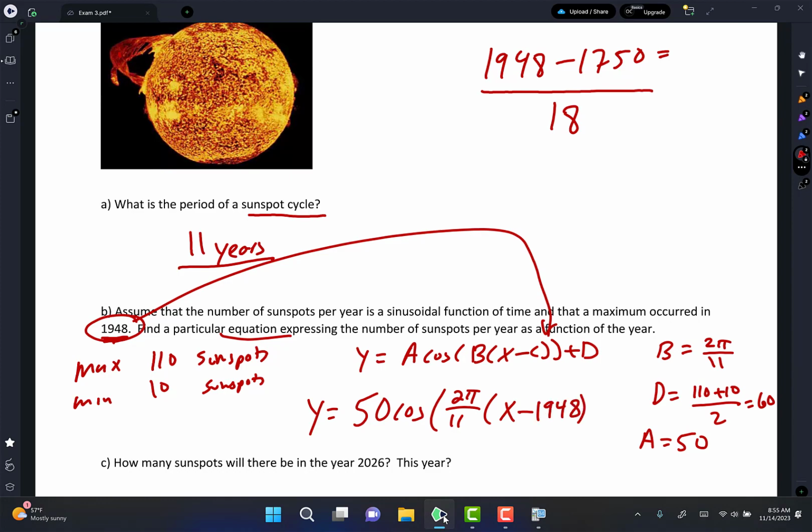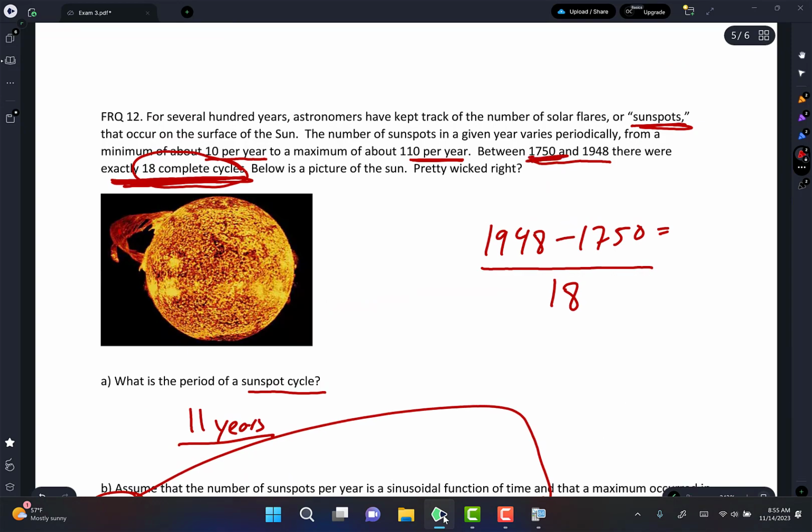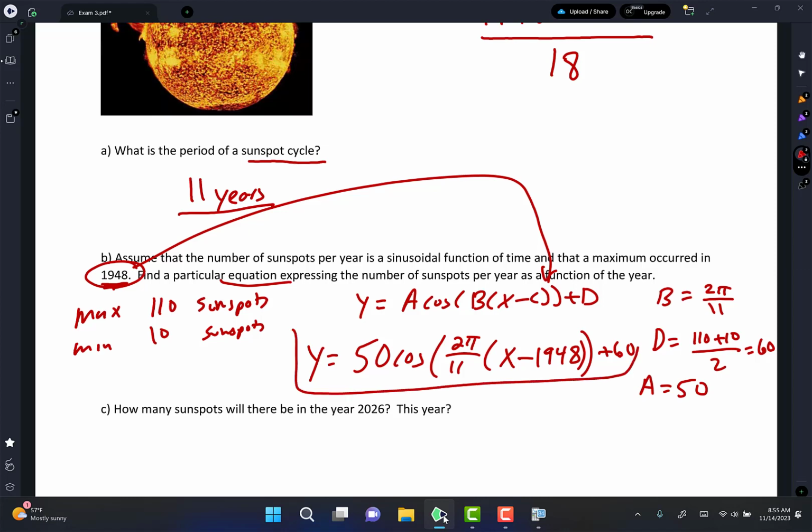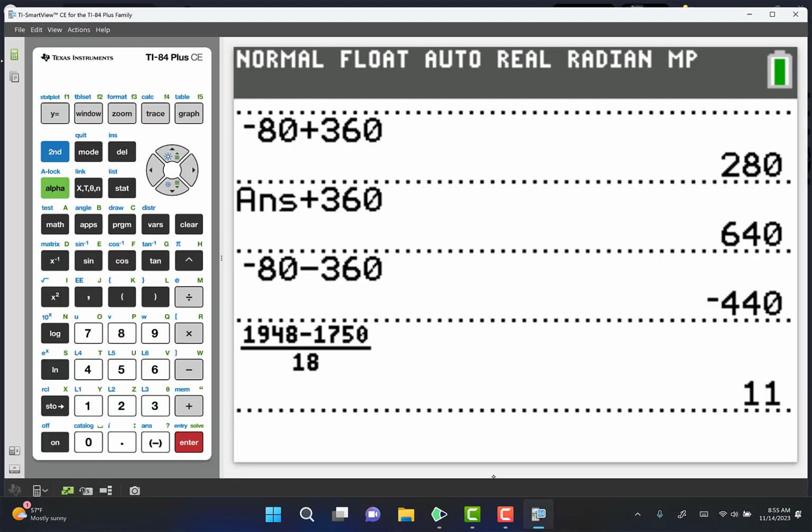They didn't tell you that you have a maximum at 1750. Some of you put 1750. They don't tell you you have a maximum of 1750, guys. They just tell you that's where they started the period. Close, and then plus 60. Cool or not cool? That's what I'm going to type into my calculator, guys. So type that into your calculator.